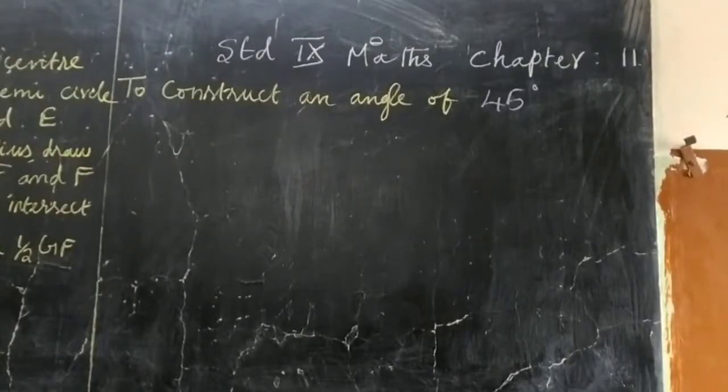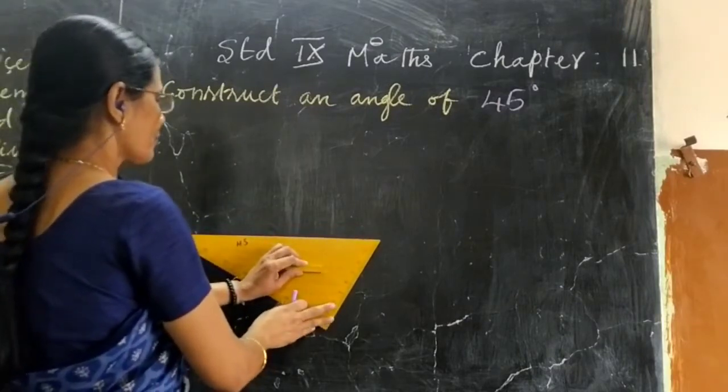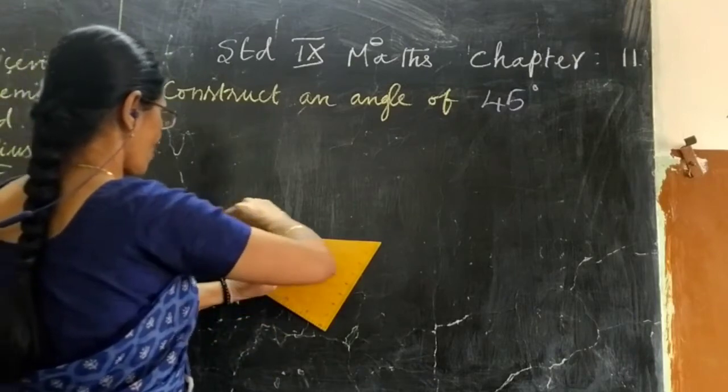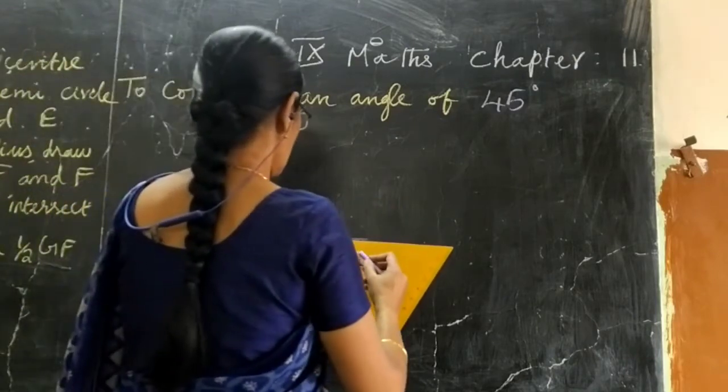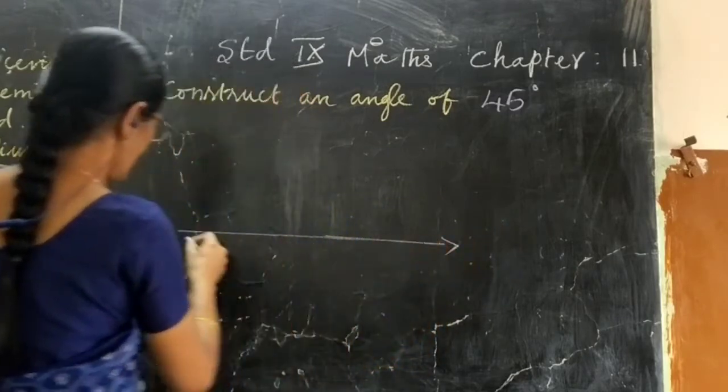The next construction is construct an angle of 45 degree. To construct 45, first we are going to construct 90 degree. We are going to bisect 90 degree. We will get the required measure, which is 45. Just now we learned 90 degree construction. Just we are going to repeat 90 degree.